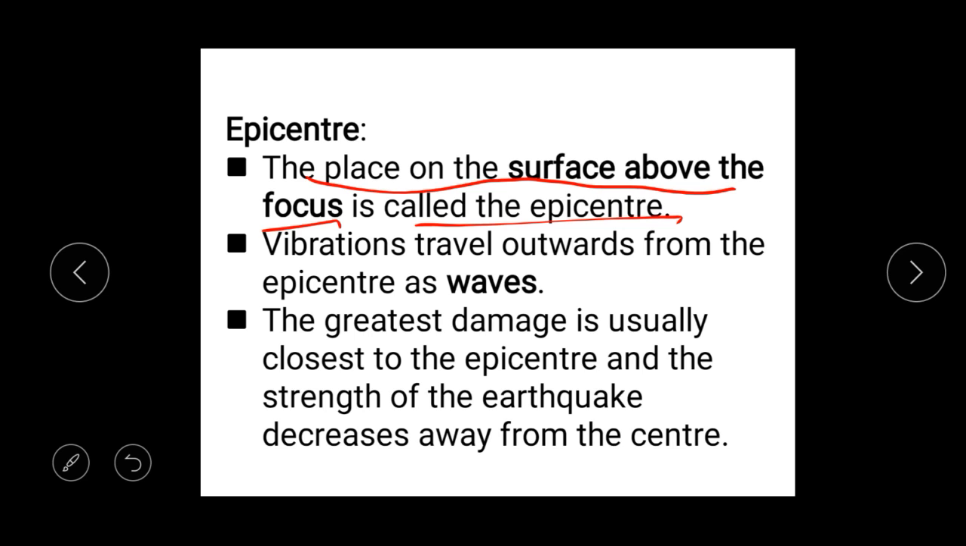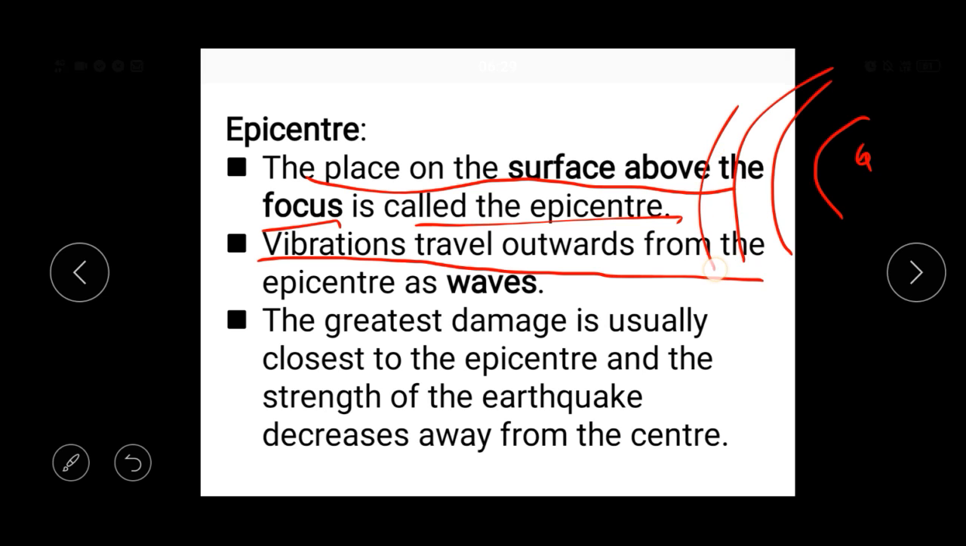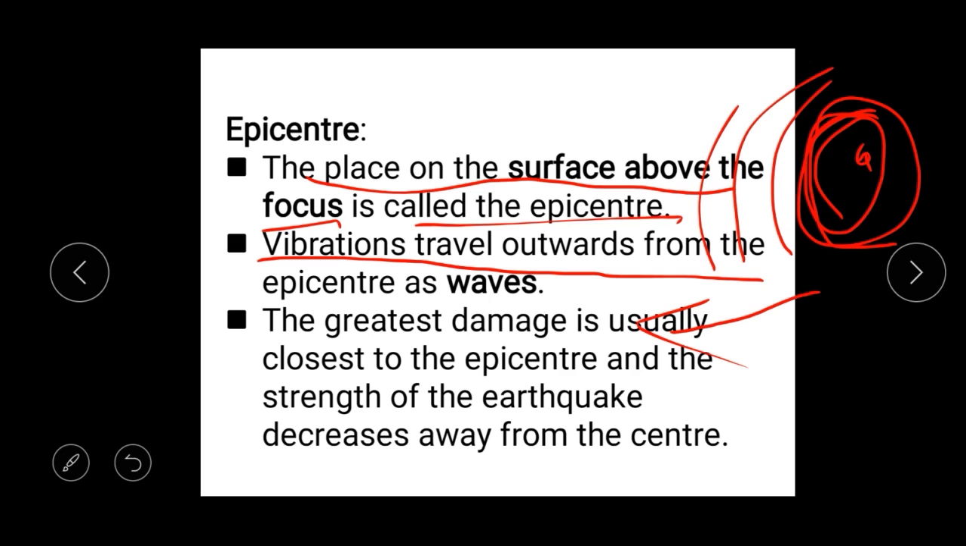Next, vibrations travel outwards from the epicenter as waves. And the greatest damage is near the epicenter. Near the epicenter the damage will be more, and when it goes far away, the damage decreases. The force will be very high near the epicenter, and away from it, it reduces.